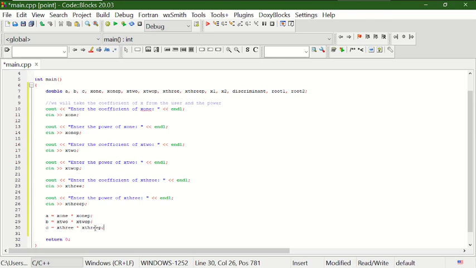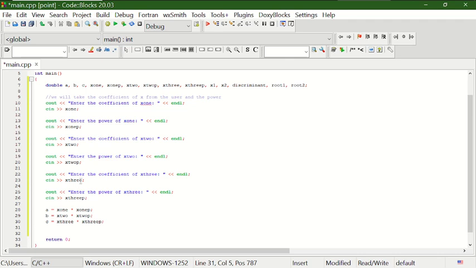Once I've done that, the next thing I want to do is calculate my discriminant. Once the coefficient and the power have multiplied themselves, they become my quadratic factorization, that is A, B, C. When you want to use the quadratic formula, you need to get your A, B, and C right.